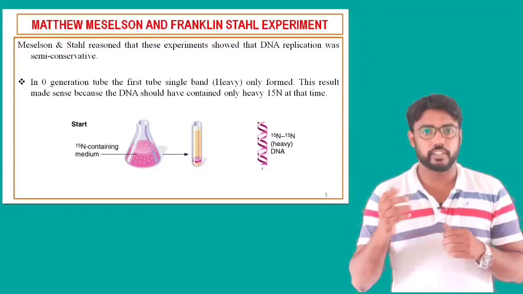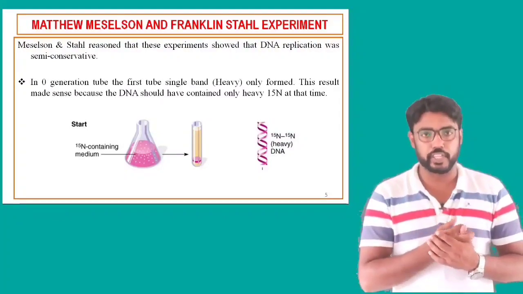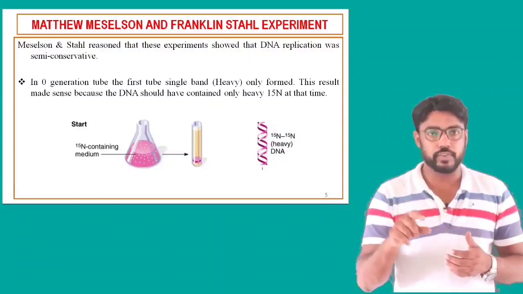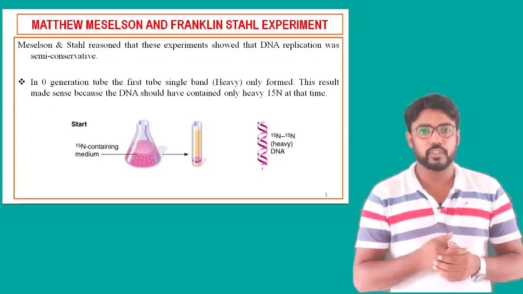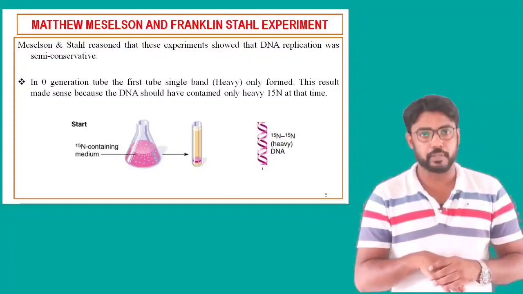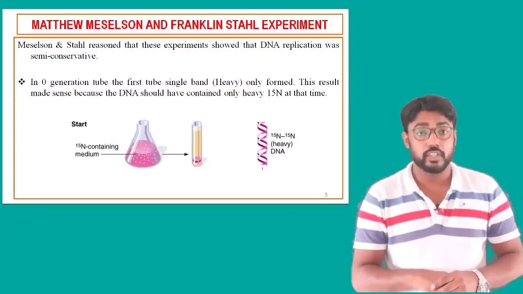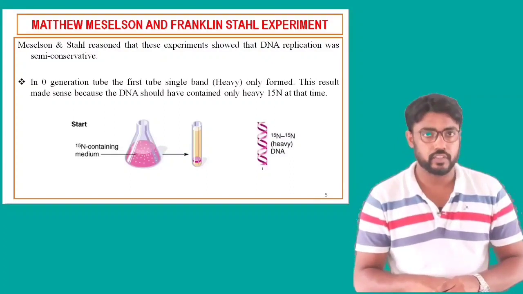The starting culture, that is the zero generation culture, they took bacteria and isolated DNA. They got only one band, a heavy band. They said this heavy band is because the two strands of the DNA contain only N15, that means heavy nitrogen. That's why it's given as a heavy band.